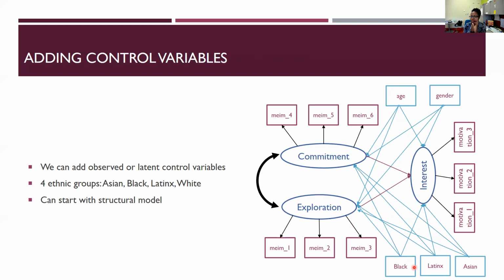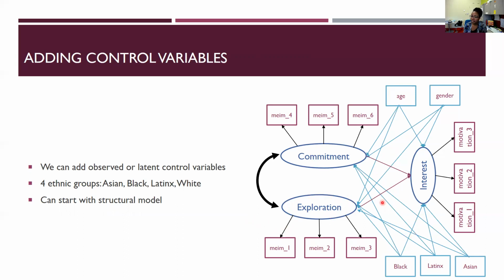And remember, since there are 4 ethnic groups, we have 3 dummy variables. And in this case, white is going to be the reference group, just like in regression. Now, we're noting that all of our control variables are predicting the latent variables, not the indicators, because the latent variable takes into account everything about the indicators, or should.